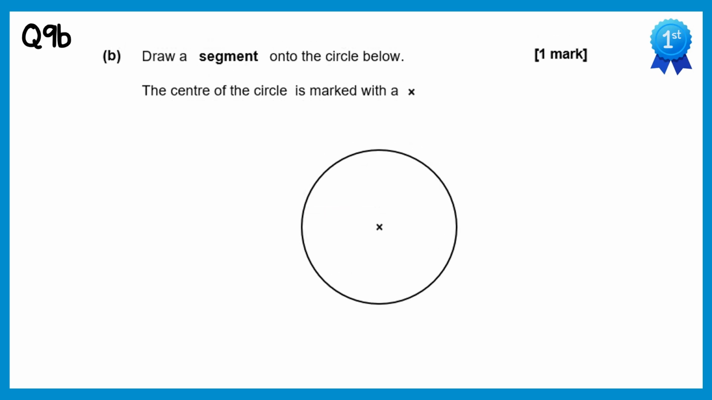For this part, we need to draw a segment. To draw a segment, you first of all need to draw a chord, which is a line that goes across the circle like this, and the segment is the region that it bounds, so this one here. Make sure you carefully label which part is the segment.